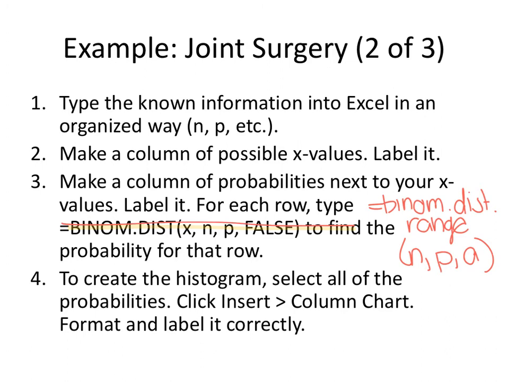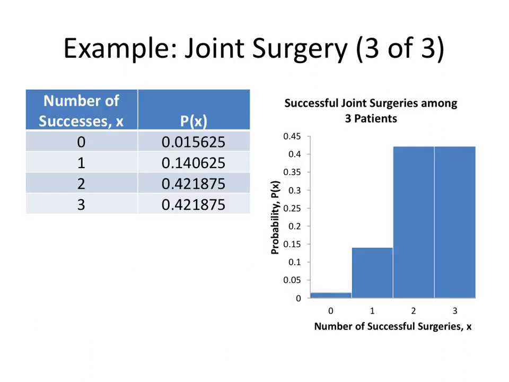If you would like to look at the video, you can pause here and then go to the joint surgery video for this example. Here you can see the probability distribution table and the histogram. Please, if you have not stopped and watched the example for joint surgery in Excel, please do so, because I'm going to add a little bit more about how to find some probabilities of no more than 2, at least 1, and between 1 and 3, so you can see some examples with that binom.dist.range formula.